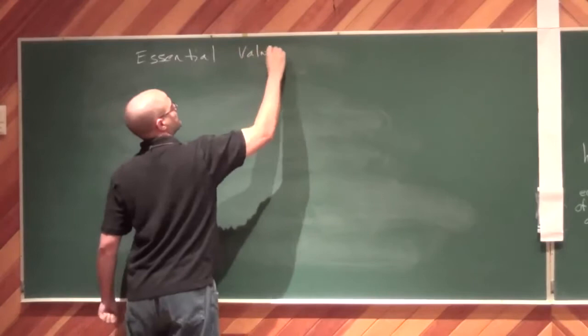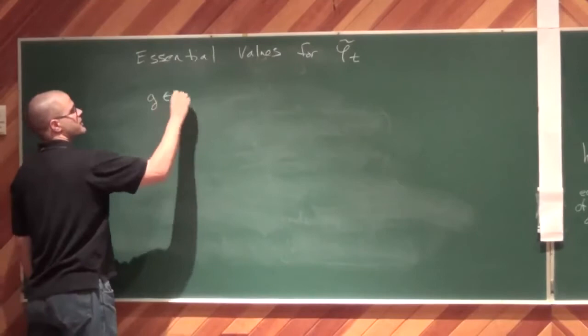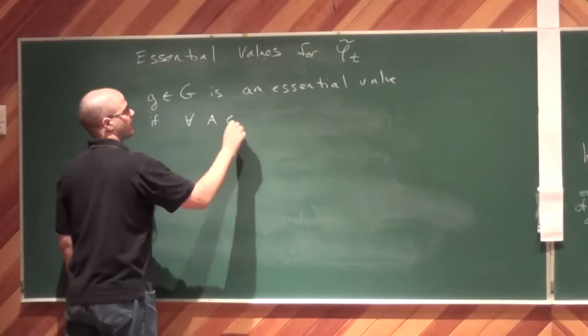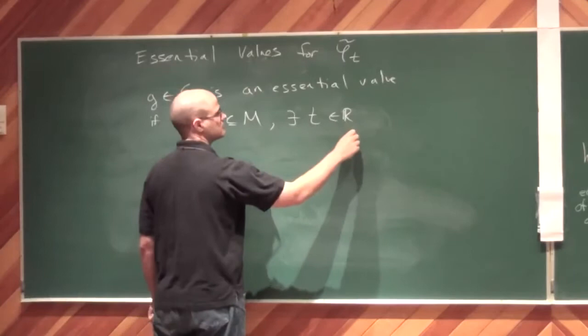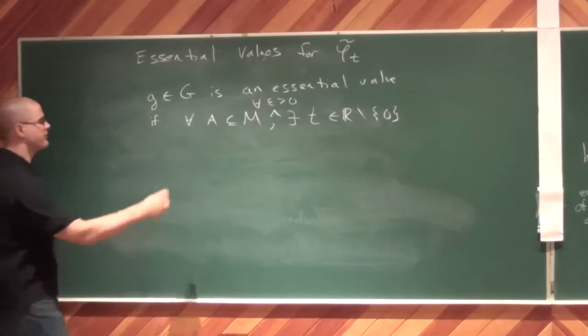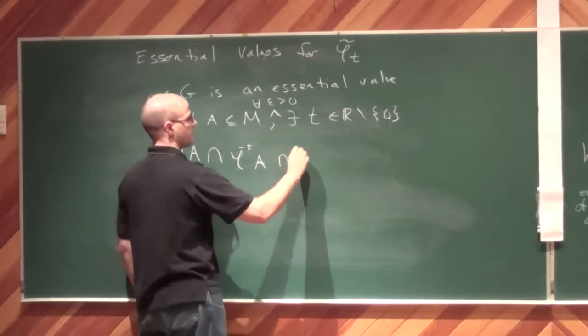Okay. This is for the skew transformation. Little g in G is an essential value. Given any set A, which is a subset of the compact translation surface M, for any epsilon, there exists a time t, not zero, so that the following happens: the measure of A intersect T minus t of A intersect the ball of radius epsilon of g. So I'm being a little bit cavalier in my notation here. I'll explain this in a second.